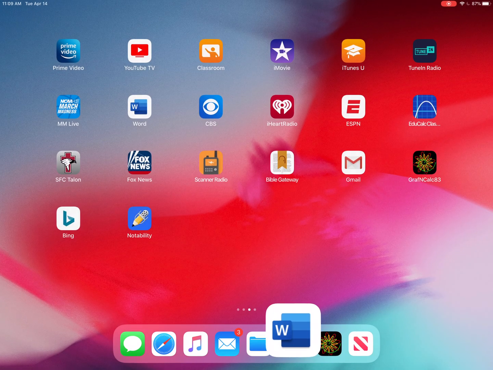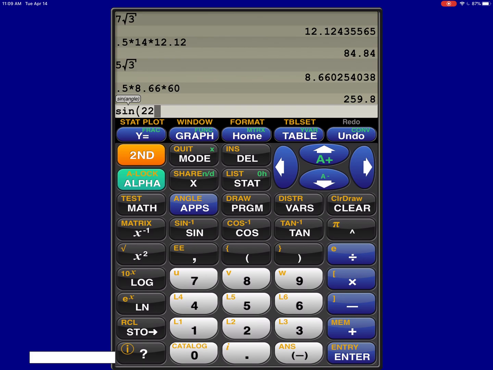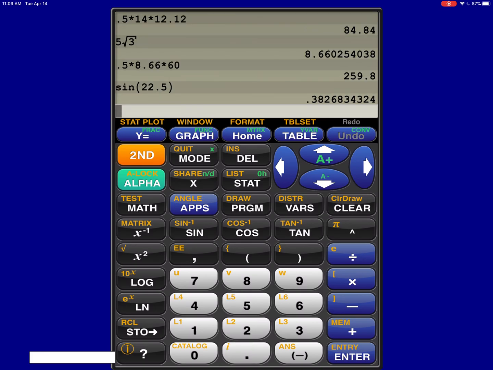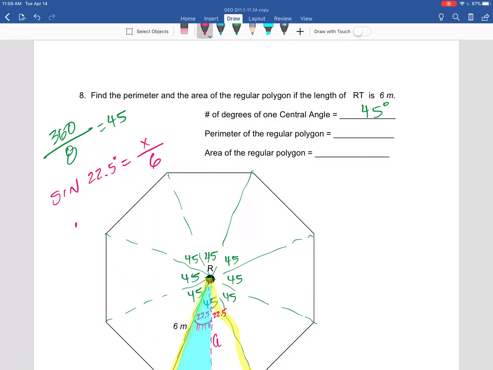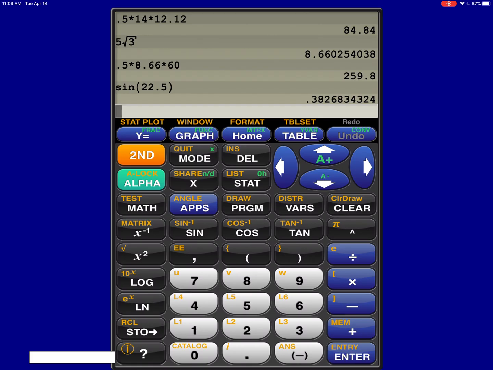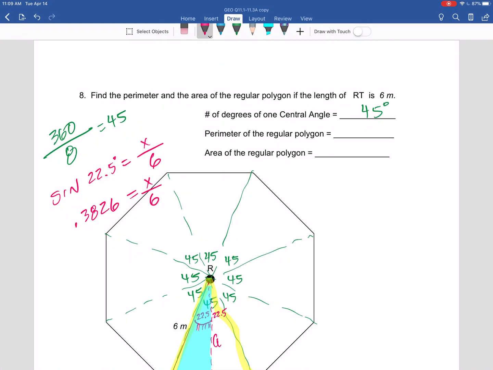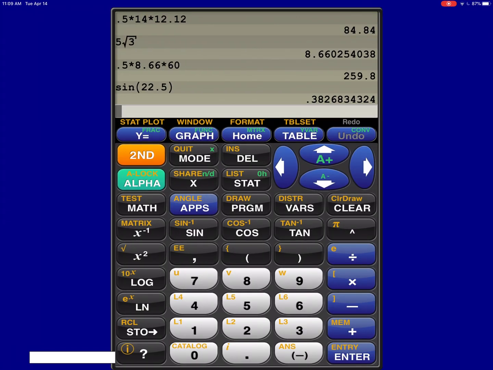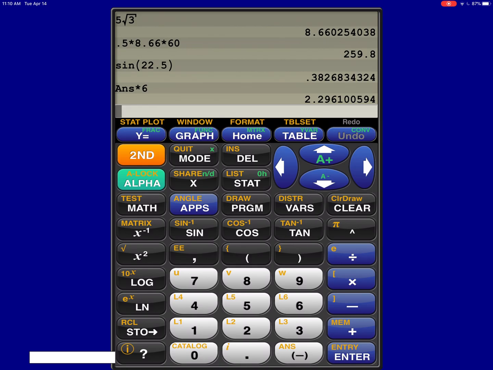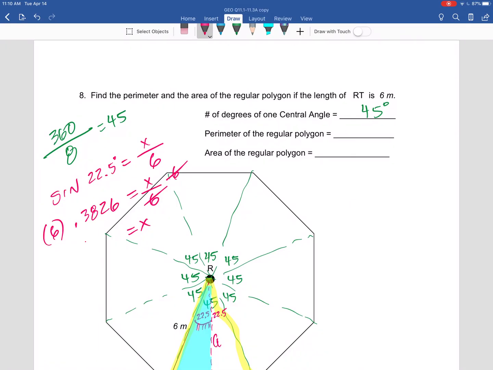Let's do it. Sine of 22.5, nice, 0.3826. 0.3826 equals X over 6. Let me double check that sine of 22.5. Yep, 0.3826, that was good. What are you going to do next on our little algebra problem? Yeah, multiply by 6. Here's our X now. Multiply it by 6. Great. 2.29. Let's go 2.30.